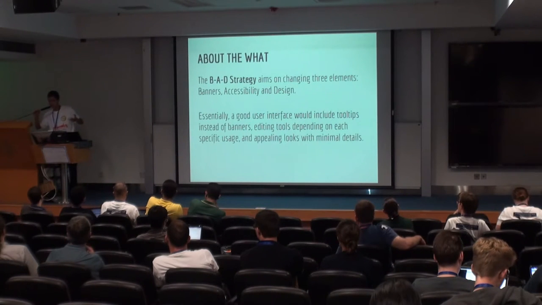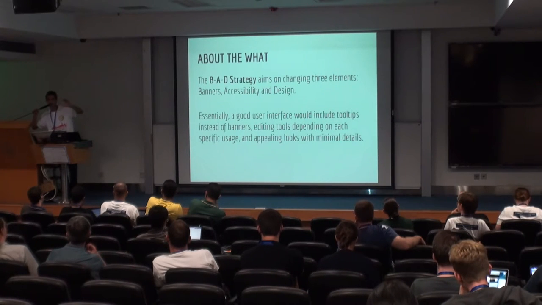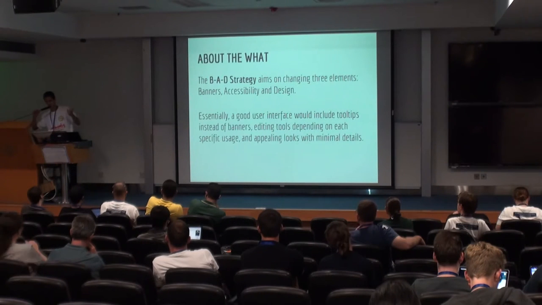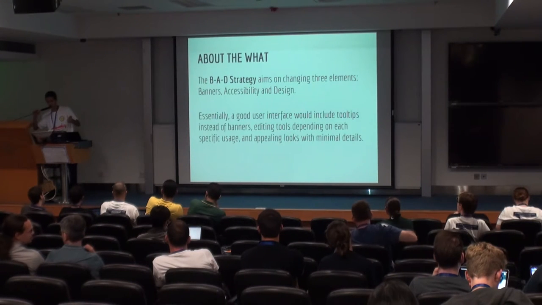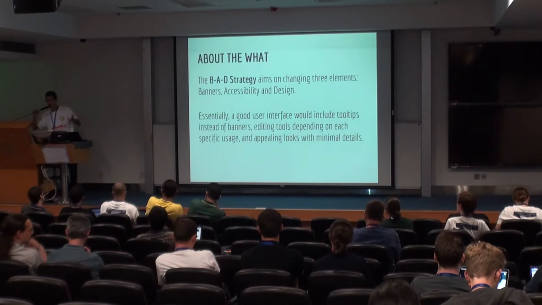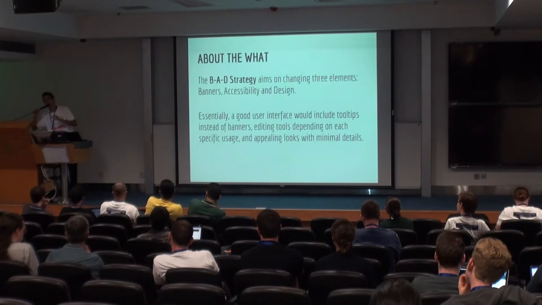So I think that's much easier and a lot better than just putting banners about certain information that you're not actually going to need. And this is the first part. So a good user interface would include tooltips instead of banners, and editing tools depending on each specific use, which means that some editing tools you find on the editing interface, you're not going to use all the time. You're not going to need them. So why not put the right tools in the right place?